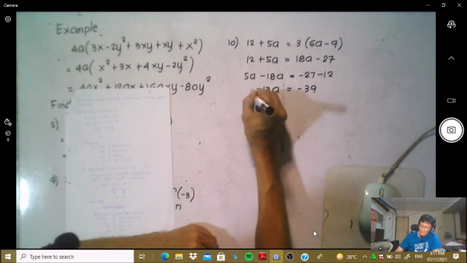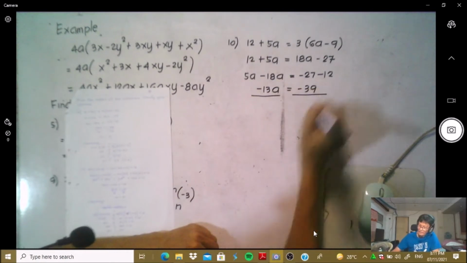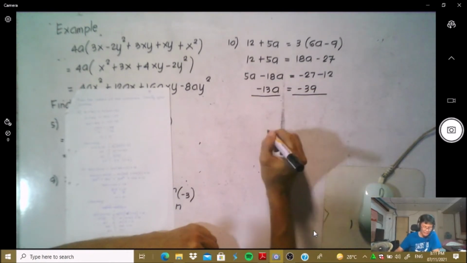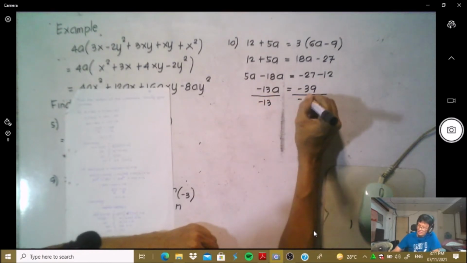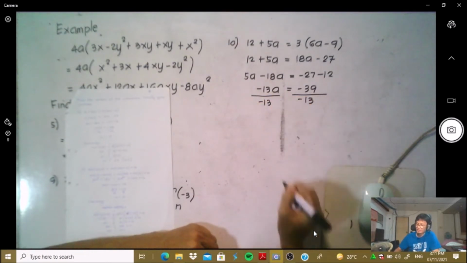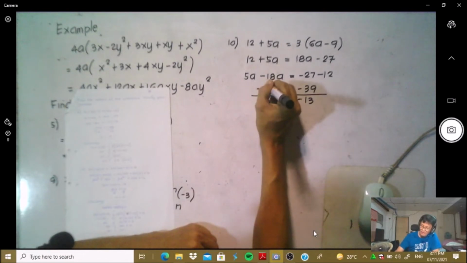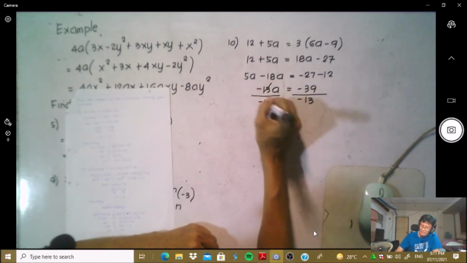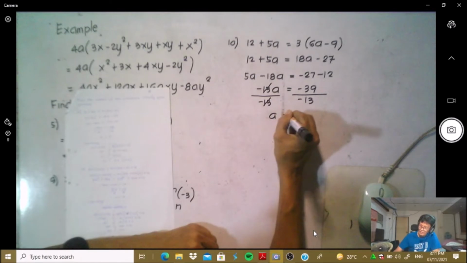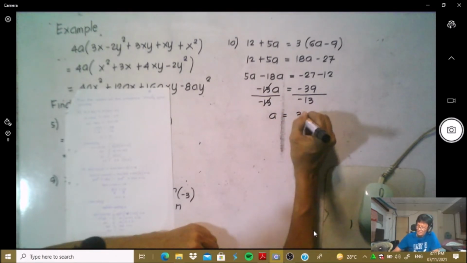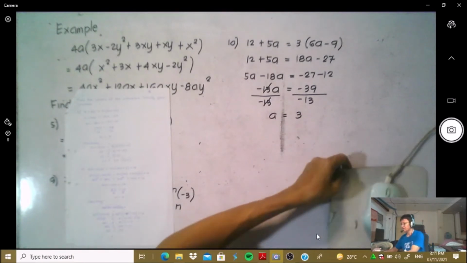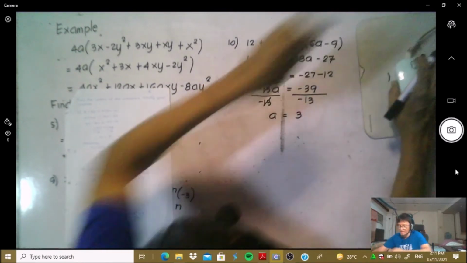So let's divide all terms by negative 13. So negative 13 on the left side and negative 13 on the right side. So this will cancel out, together with the signs, and you will have a equal to 39 divided by 13, and that will be equal to 3. Okay, now let's check our answer.